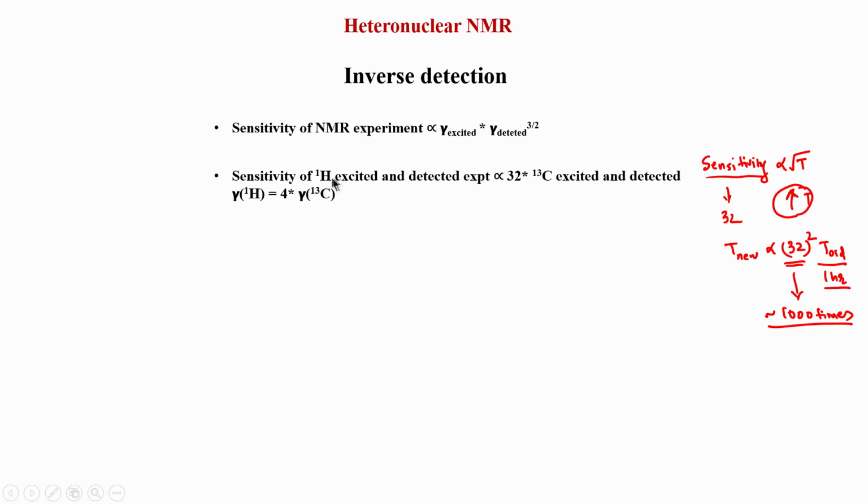So, essentially I have to almost go 1000 times more. Suppose I do proton excitation and detection, and compared to that I do carbon 13 excitation and detection, my carbon 13 spectrum has to be recorded with 1000 times more scans to get the same sensitivity as proton. That is a big thing, because if a proton spectrum takes 2 minutes, I need to record 2000 minutes for a carbon. This is for 1D where we excite carbon and detect carbon.